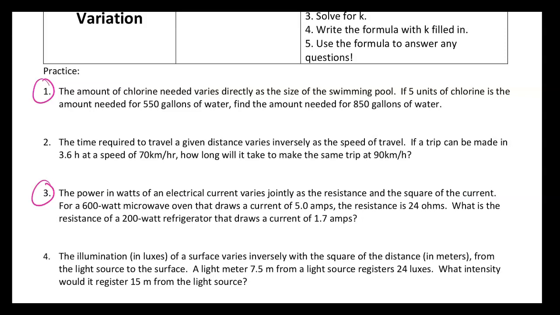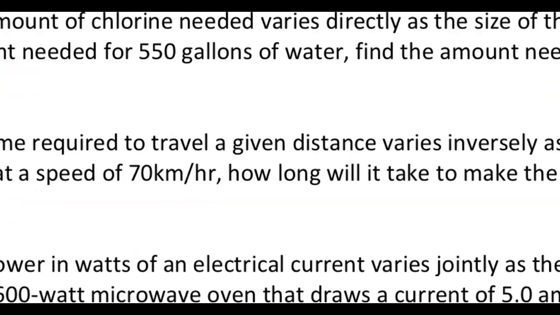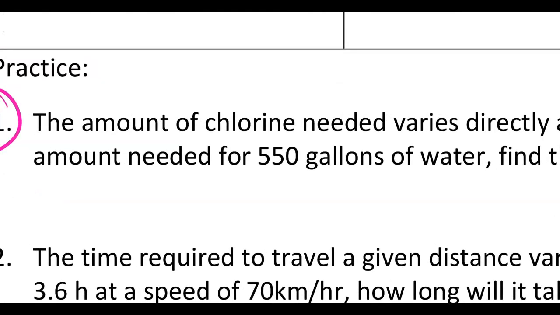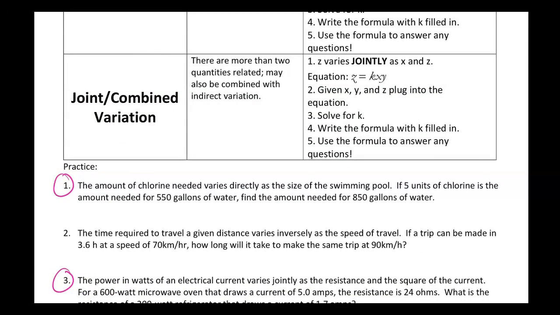Okay, for question 1, I'm not going to lie, guys, I can kind of cheat because on my iPad I can zoom in, so I can make as much space as I need. So I'm going to use that cheat to do the questions with you. This question says for number 1, the amount of chlorine needed varies directly as the size of the swimming pool. This should have been a direct variation. This is a DV, a direct variation.